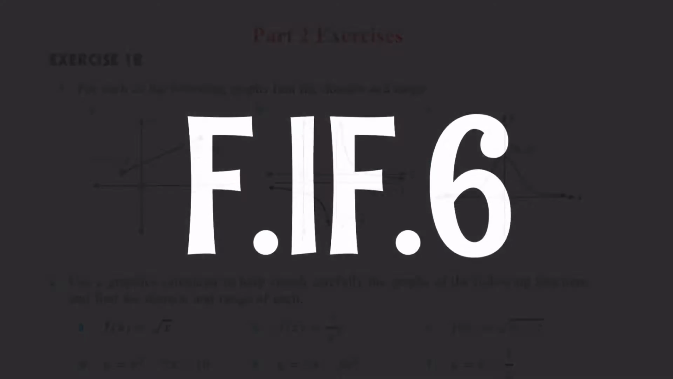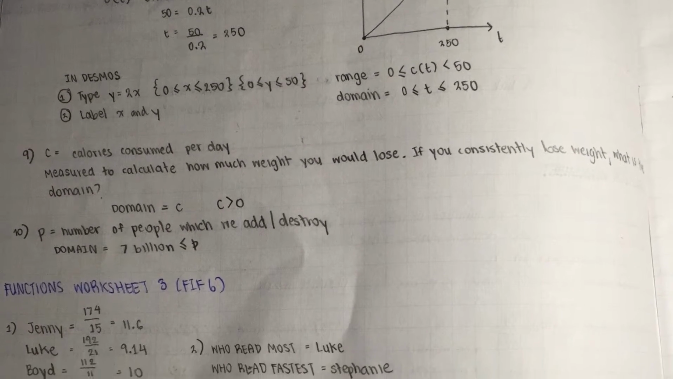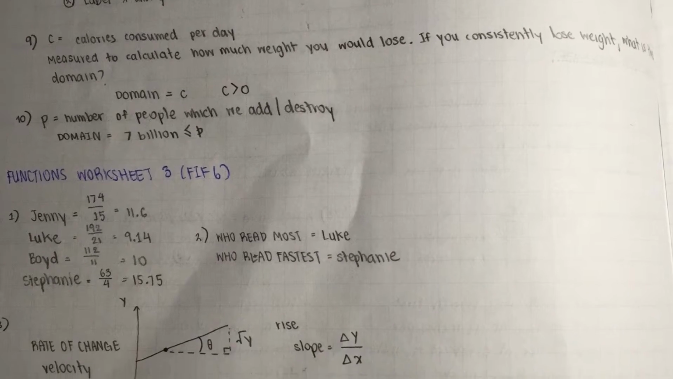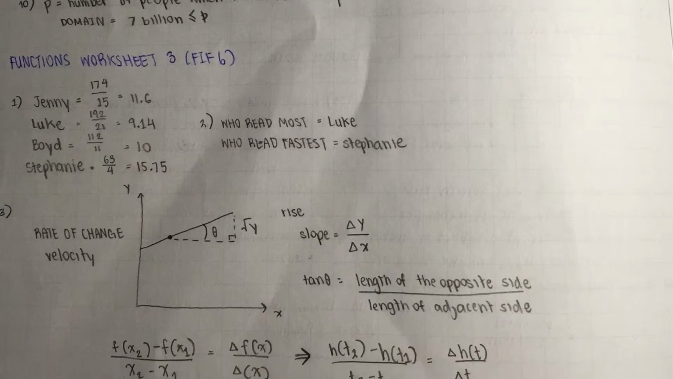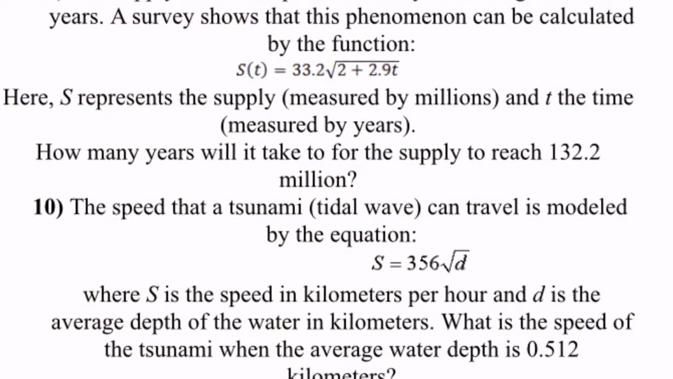FIF6, which is another build-up from FIF5, is to calculate and interpret the average rate of change in a function. In this case, it's like finding the slope of the graph to see how much the variables change in each step, whether it's x or y.